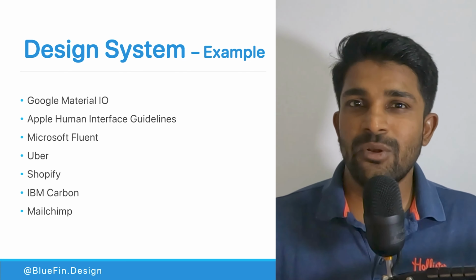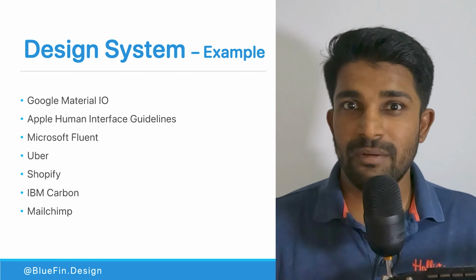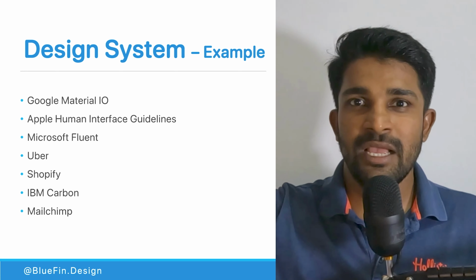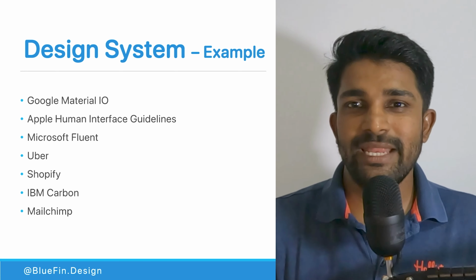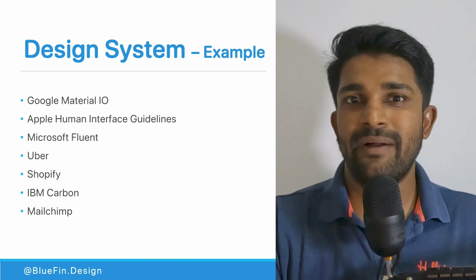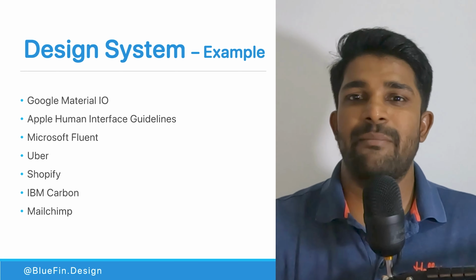I'm going to include the links to all of these examples down in the description if you want to learn more and use those design systems in your products as well. So just click the description and you can find the link in there. The next one is the Microsoft Fluent design system. The Fluent is the name of Microsoft's design system. They have their own design system like Google, Apple, Microsoft.